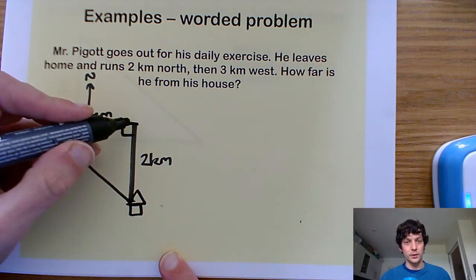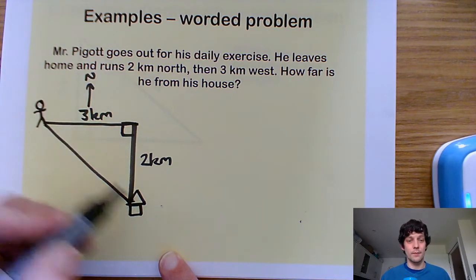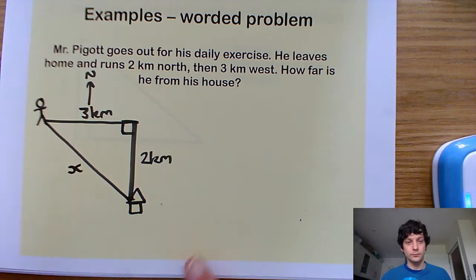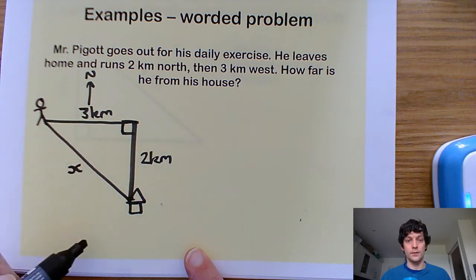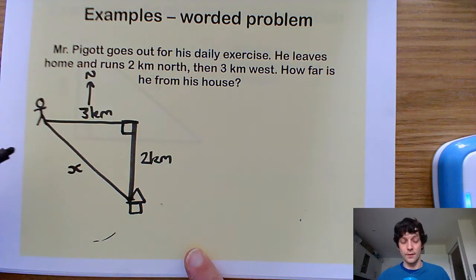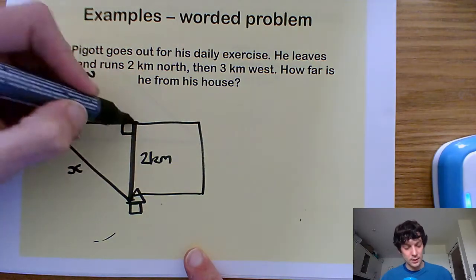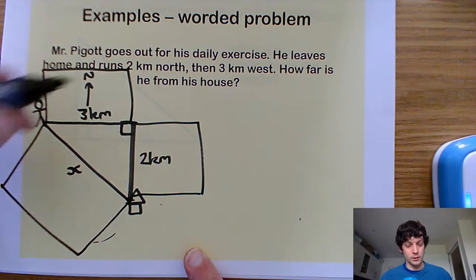I went 2 kilometers north, 3 kilometers west, and that's where I am now. And I want to know what distance I am from my home. I want to know that distance first. I've got a right angle triangle, I've got 2 lengths, I want to find the third. I'm using Pythagoras' theorem. Okay, so my next step, same as always, to find the areas of all the squares.